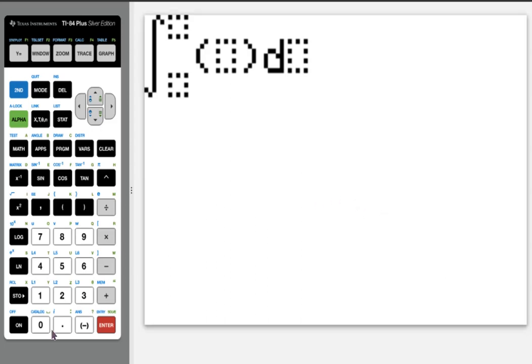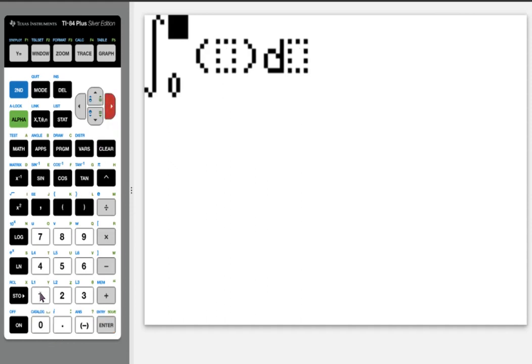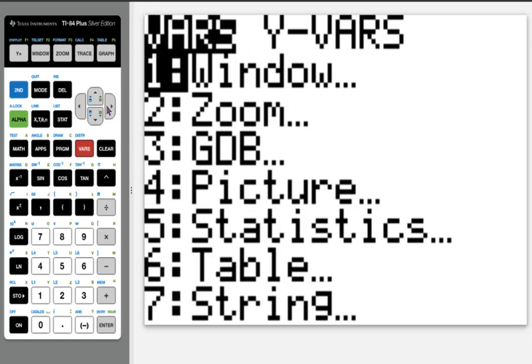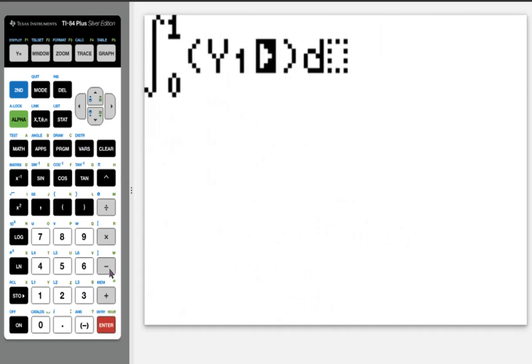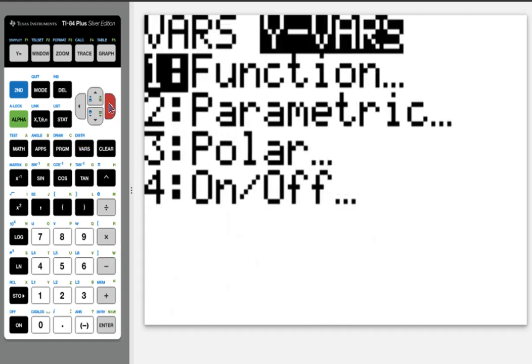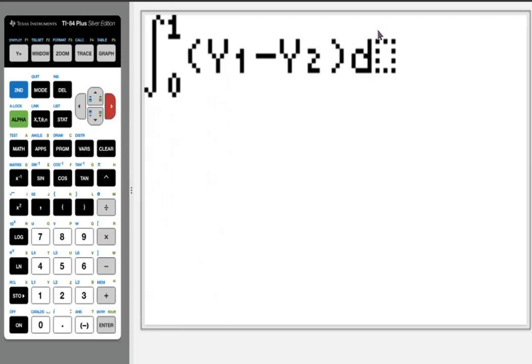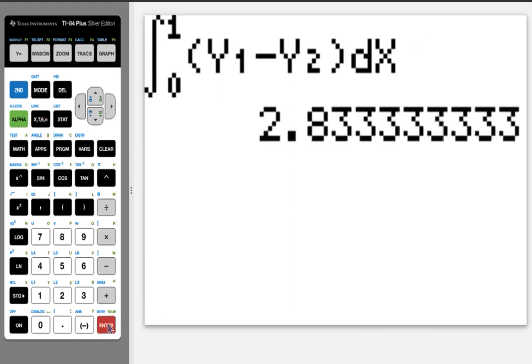So my lower boundary is 0. You can arrow to the right, or arrow up to get to my upper boundary, which was 1. And then in here, my first function, my upper function, I have it typed in y1. So I press vars, over to Y-vars, into function y1. Minus my lower function, which I have typed in y2, vars, Y-vars, function y2, and then here you have to put with respect to which variable. It's going to be x. We press enter. There it is.